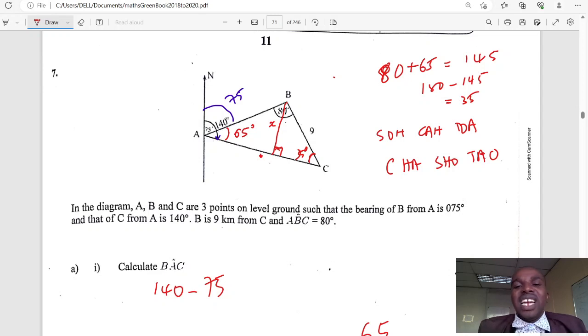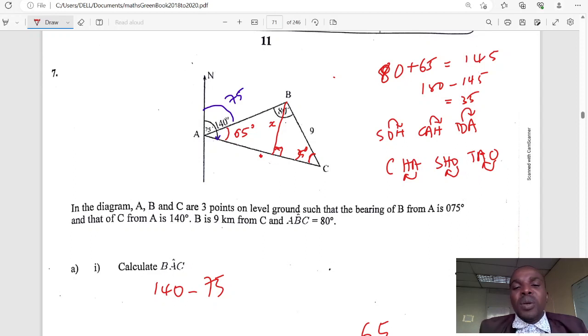SOH CAH TOA means sine is opposite over hypotenuse, cos is adjacent over hypotenuse, tan is opposite over adjacent. You can use whichever you feel like you can use.